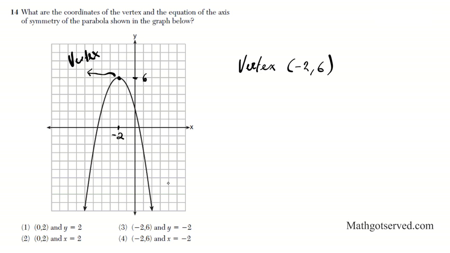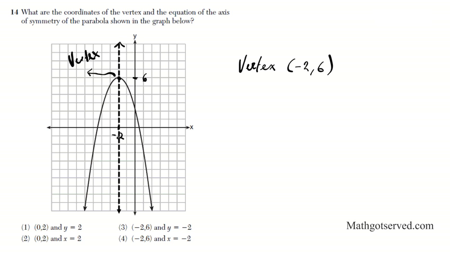Now, next thing we need is the axis of symmetry. The axis of symmetry is a vertical line that splits our parabola into two congruent halves. So here goes your axis of symmetry. You see the whole idea of symmetry is that this part is congruent to that part, and this is the axis that does the division. So is this an x line or a y line?